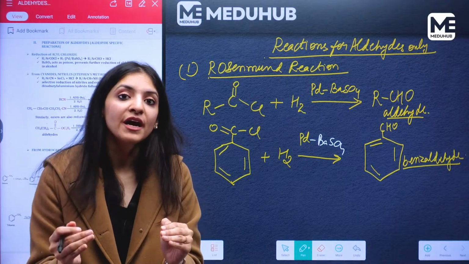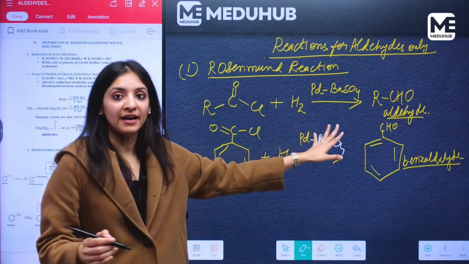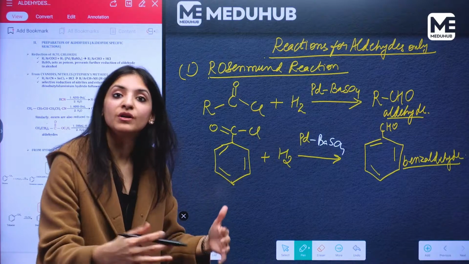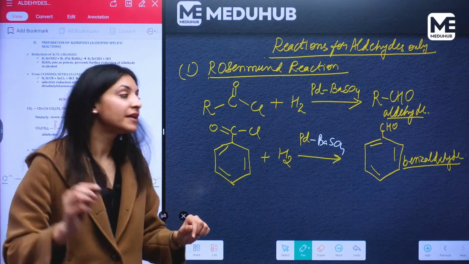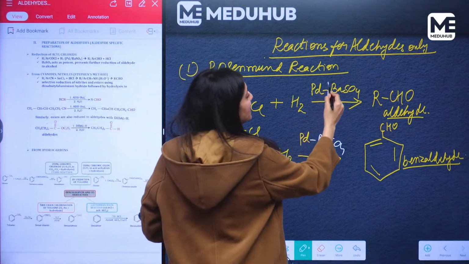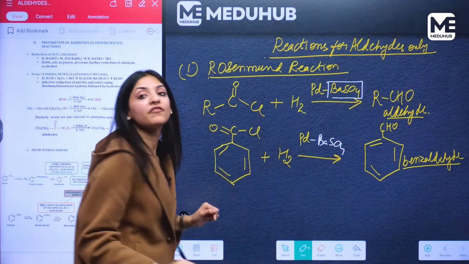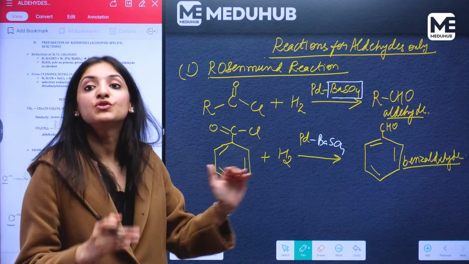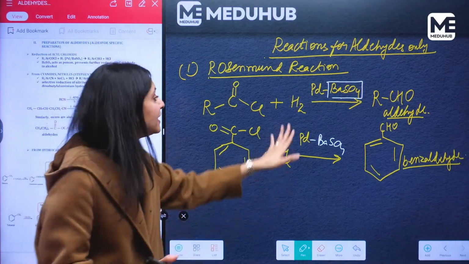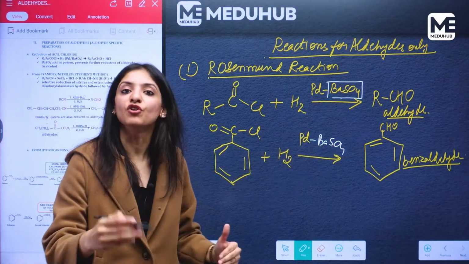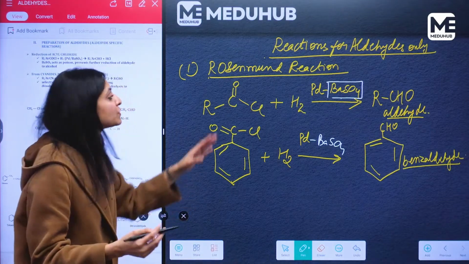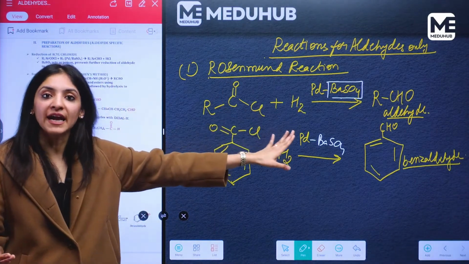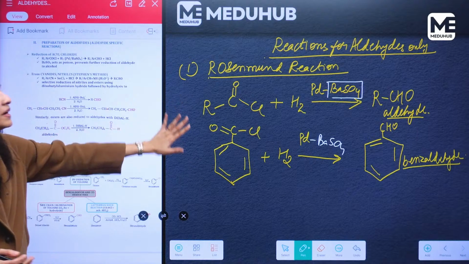How do we stop the reaction so that we only get the aldehyde and it does not proceed further to give us an alcohol? For that particular reason, we use barium sulfate. Barium sulfate acts as a poison to this catalyst of palladium so that the reaction stops at the intermediate aldehyde stage and does not move further. So this is the purpose of using a palladium barium sulfate catalyst here. So this is the Rosenmund reduction.